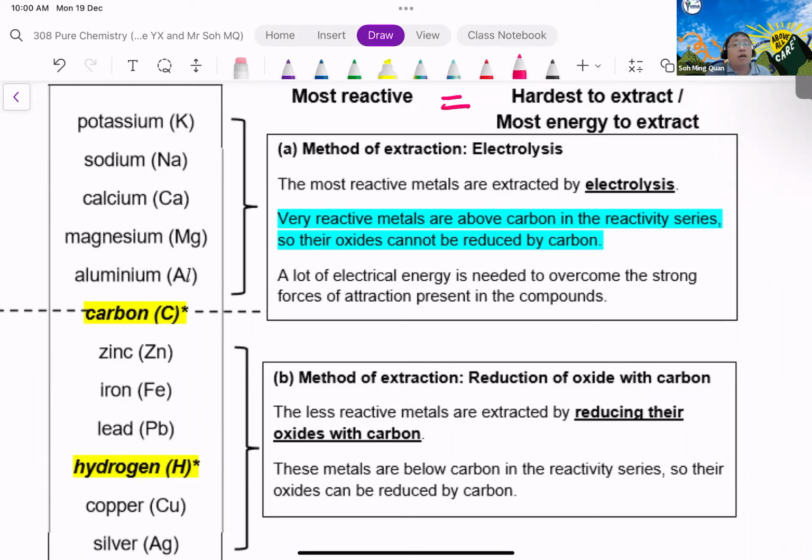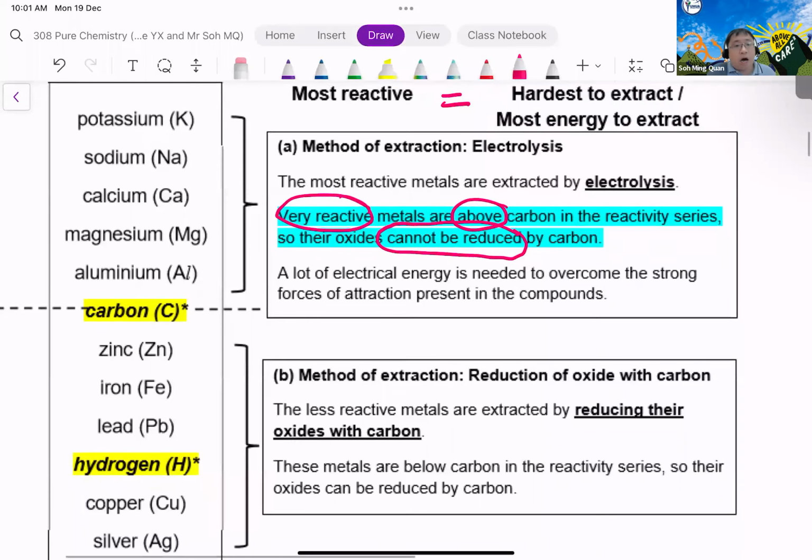Okay, so you can see here, very reactive metals are above carbon in the reactivity series. If they are above carbon in the reactivity series, they are very reactive, and cannot be reduced. So I want you to circle these phrases and you must link them together. Very reactive, above carbon, cannot be reduced by carbon. Okay? And as a result of that, because they cannot be reduced by carbon, these very reactive metals must be extracted using electrolysis, even though it's expensive.